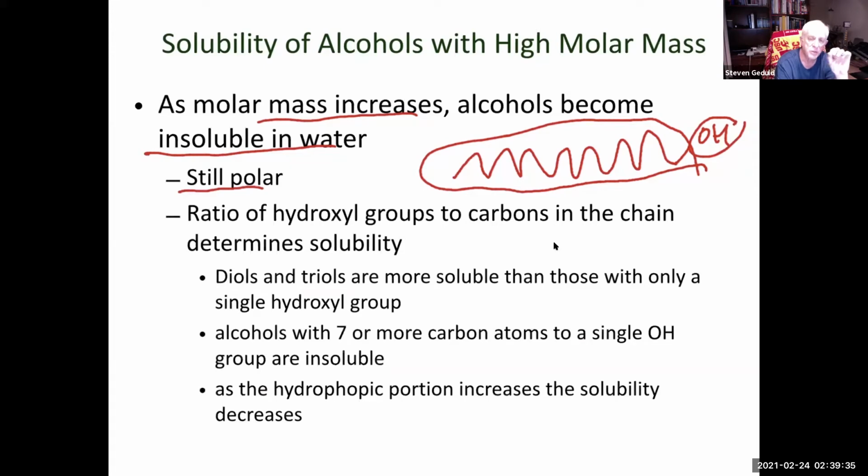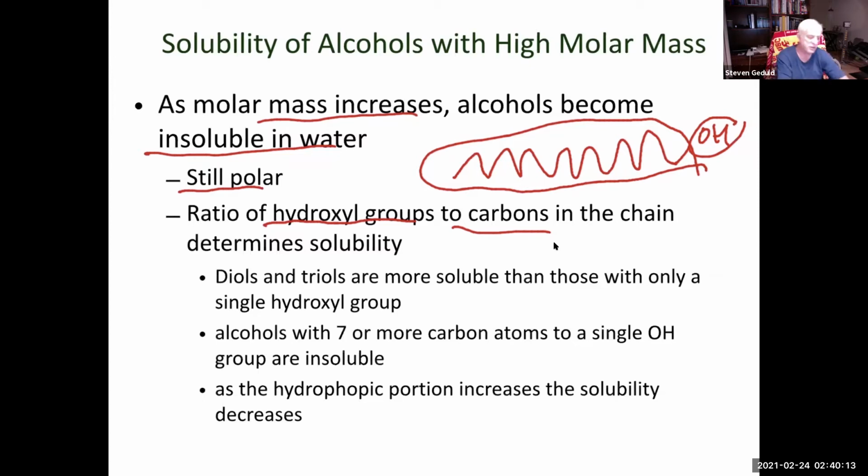The ratio of hydroxyl groups to carbons determines your solubility. So how many OH groups you have to how many carbons you have determines solubility. If you've got a 1-to-1 ratio, it's going to be very soluble. A 1 to 4 ratio is going to be soluble. A 1 to 20 ratio, it's not going to be soluble. 1 OH group to 20 carbons, not going to be soluble. If I start putting more OH groups on there, if I put on 5 OH groups to 20 carbons, that's 1 to 4. That's going to be soluble. Does that make sense? So the more carbons you have, the less soluble it's going to be.